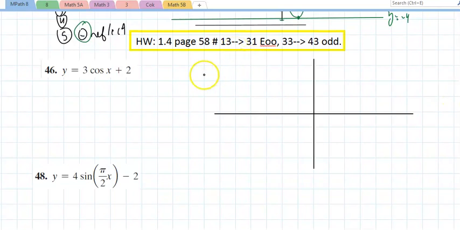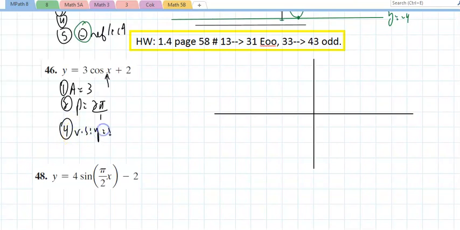Alright, continuing on, number 46. Amplitude is 3. Period is 2 pi divided by the number in front of x. 3, there's none. 4, we have a vertical shift of y equal 2.